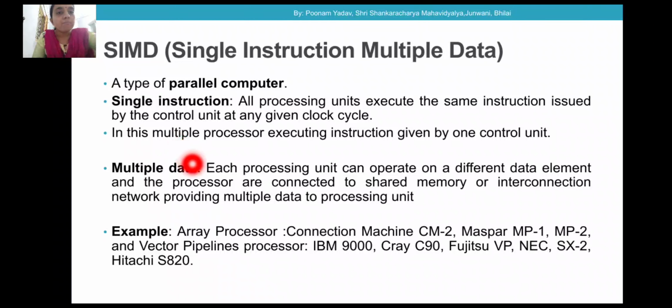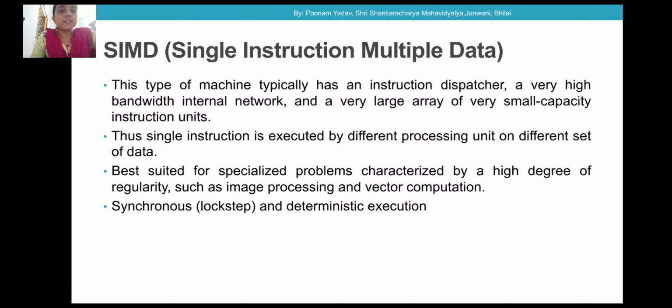Okay, and multiple data, each processing unit can operate on a different data element. The processors are connected to the shared memory or interconnected network, providing multiple data to the processing units. Examples are array processors: Connection Machine CM2, MP1, MP2, IBM 9000, Cray C90, Fujitsu VP, NEC SX2. These are examples of SIMD architecture or computers.